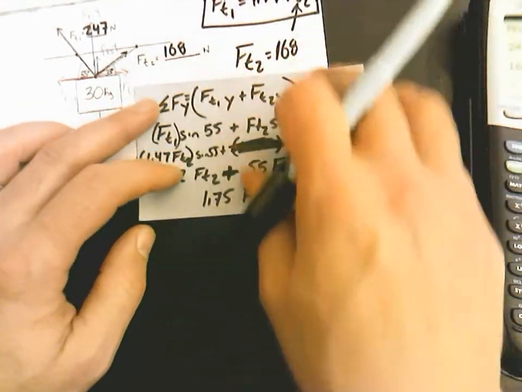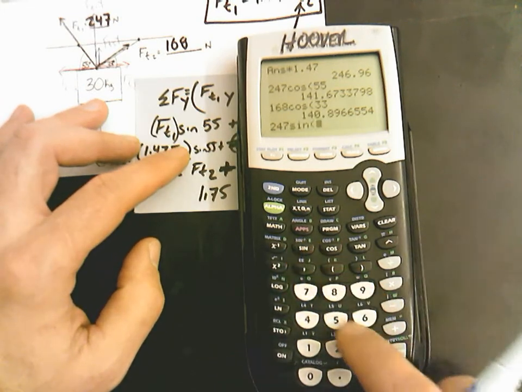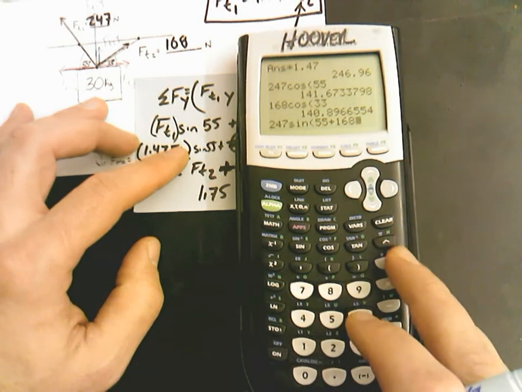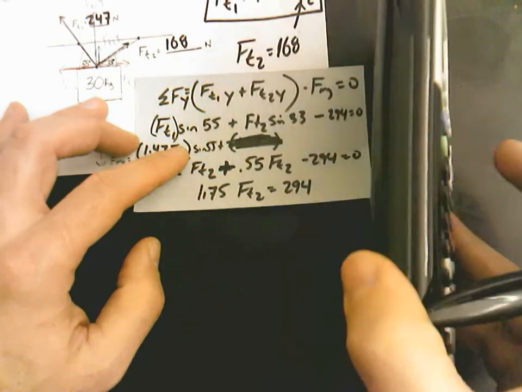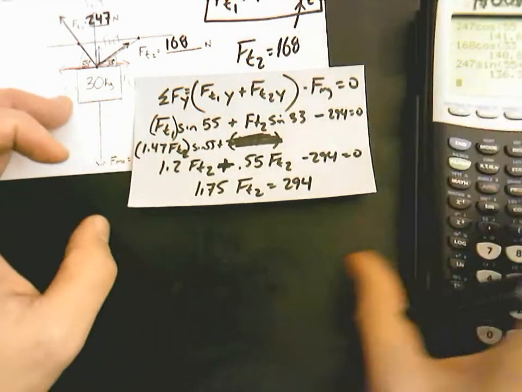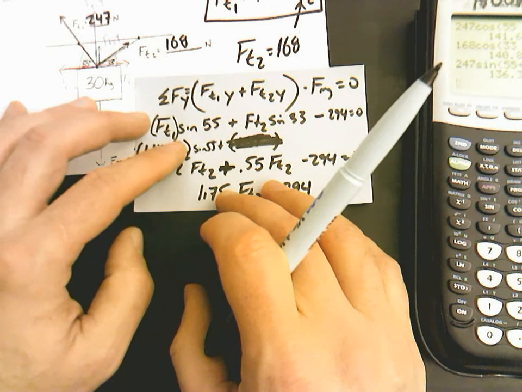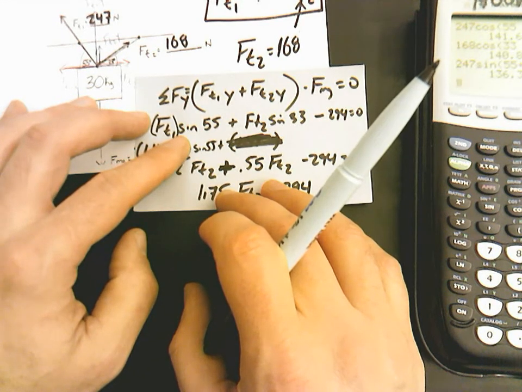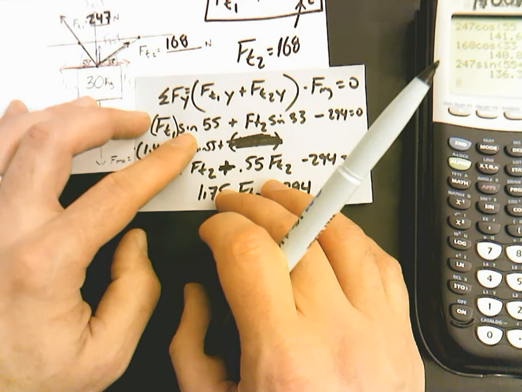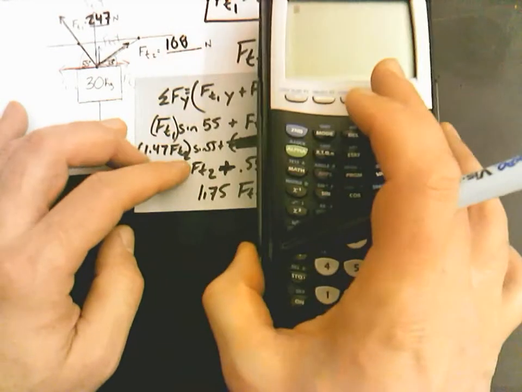So I can put in my numbers: 247 sine 55 plus 168 sine 33. Put those together and I get 136, and the weight was 294. So that's probably just a little clerical error. Let's try it one more time.